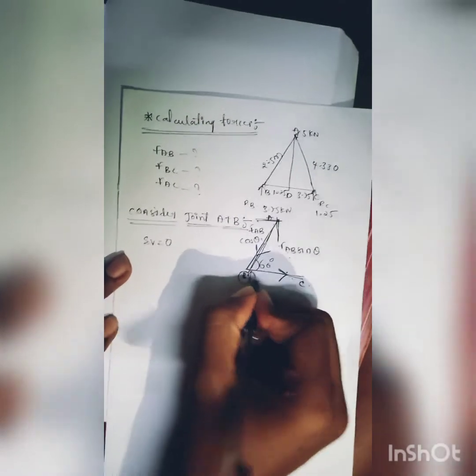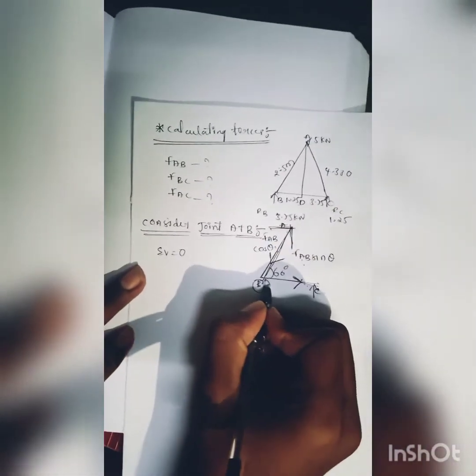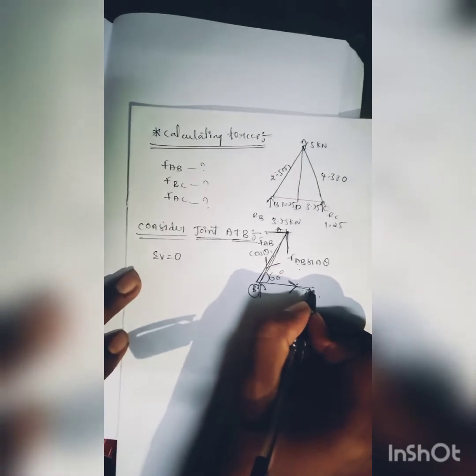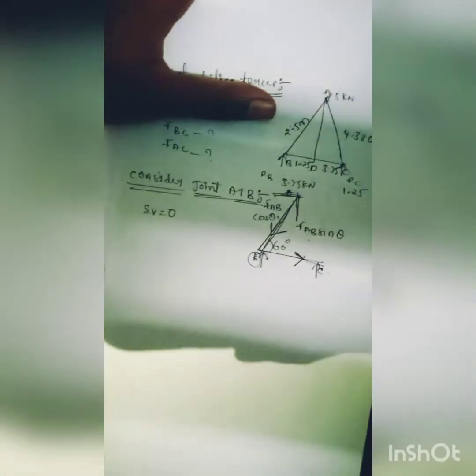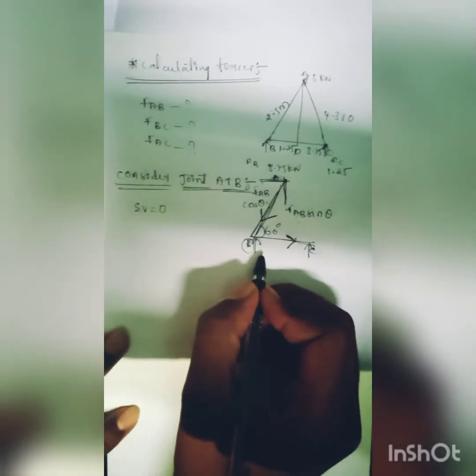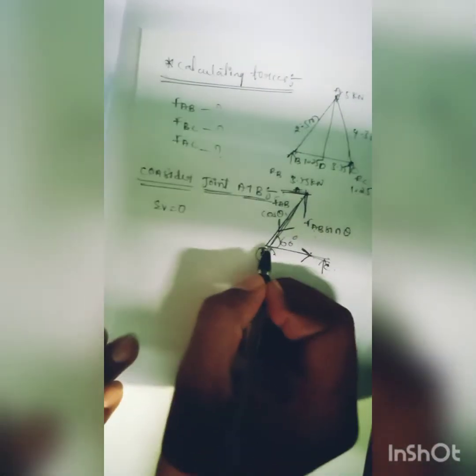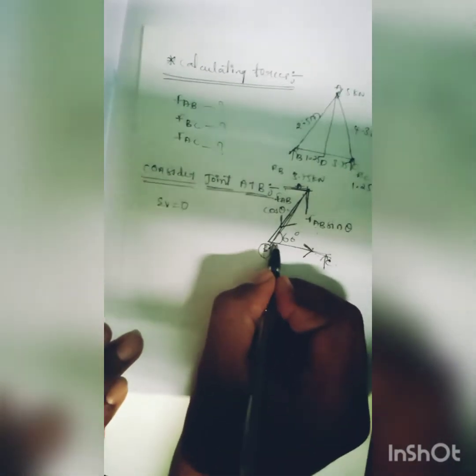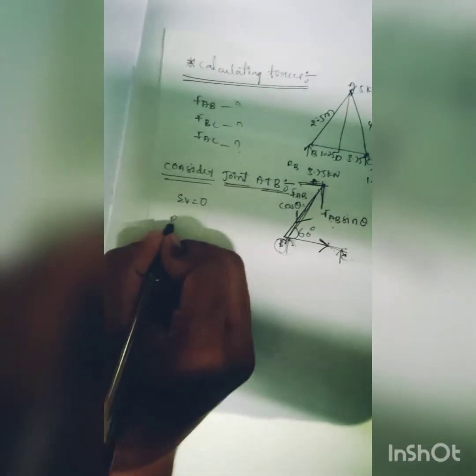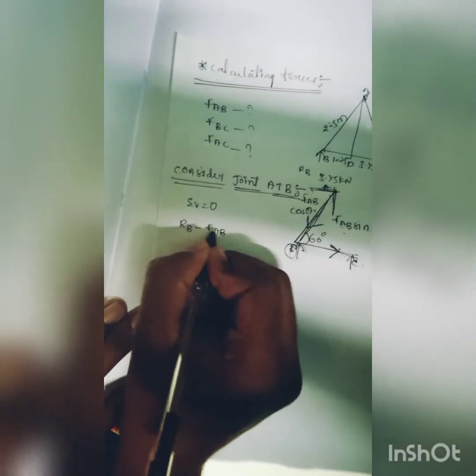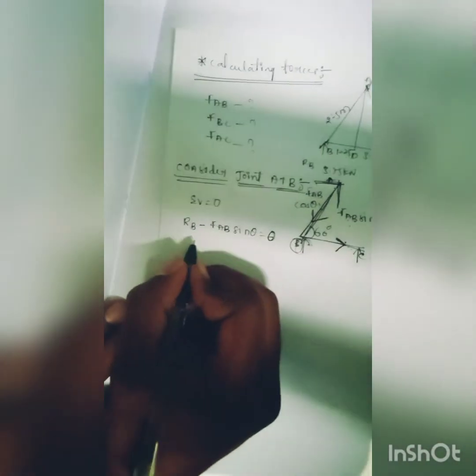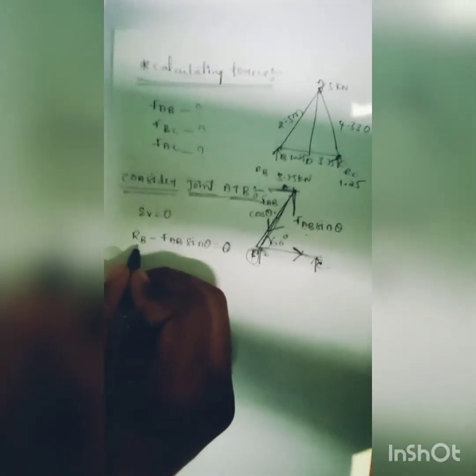How many vertical forces are there in total? At C there is one reaction. At B, we consider the sum of vertical forces equal to 0. How many vertical forces are there at joint B? It is one vertical force, RB, and f of AB sin theta is also vertical. So RB minus f of AB sin theta equals 0. Consider downward as negative and upward as positive.